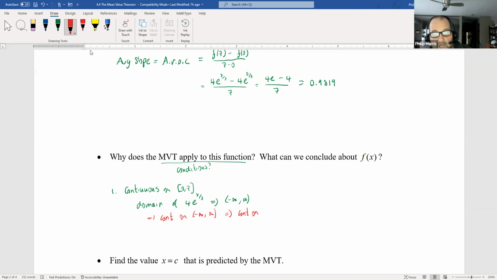It is continuous on the interval from 0 to 7. It's continuous on the closed interval, on the closed interval from 0 to 7. This must be true.